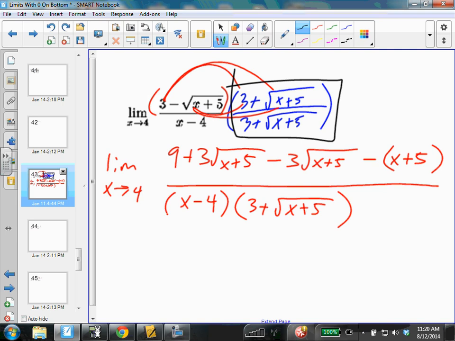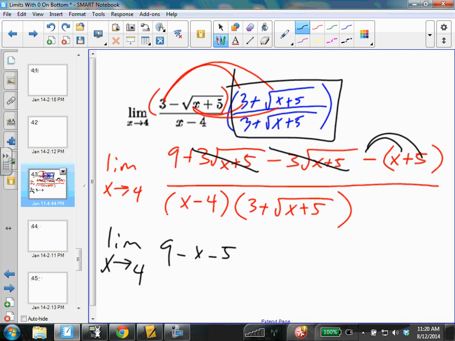Yet our problem looks completely different, right? Now, this and this will cancel because there's a positive 3 square roots of x plus 5 and then minus 3 square roots of x plus 5. So those things cancel, and so we have the limit as x approaches 4 of 9, and I'm going to go ahead and distribute. Minus x minus 5.